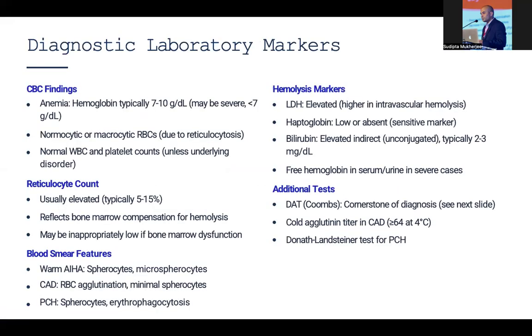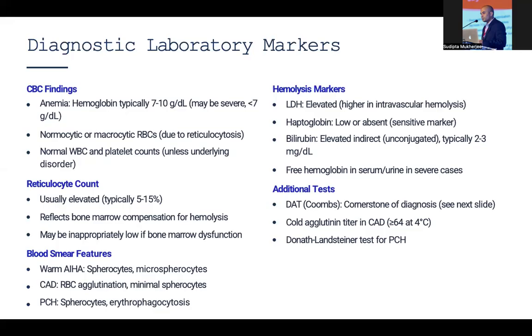Diagnosis: a standard routine blood test like CBC for anemia will show normocytic or macrocytic RBCs due to reticulocytosis. Normal WBC and platelet count, unless there is an underlying bone marrow suppressive disorder. Reti count is usually elevated up to 15%. It reflects bone marrow compensation for the hemolysis. It may be inappropriately low if there is bone marrow dysfunction, maybe because of autoimmune hemolytic anemia associated with some hematological malignancy involving bone marrow.